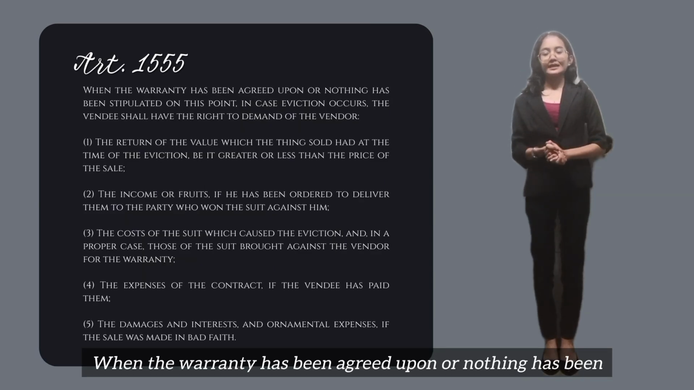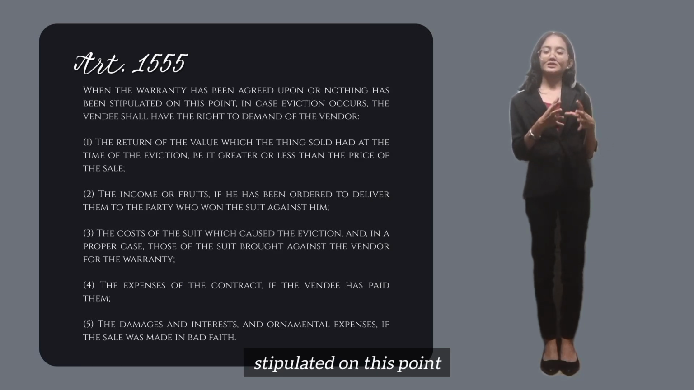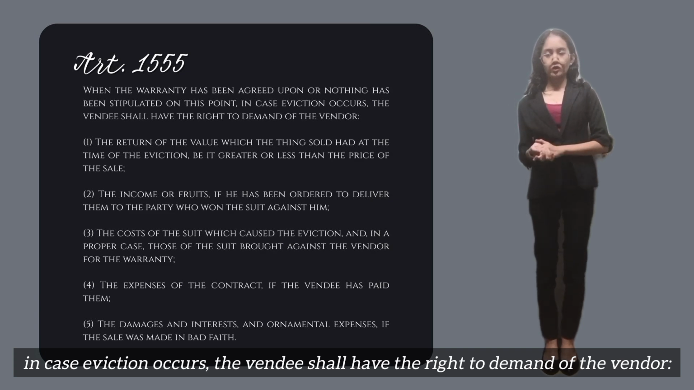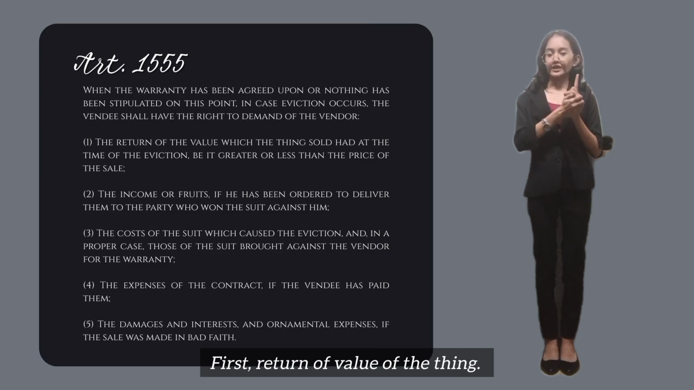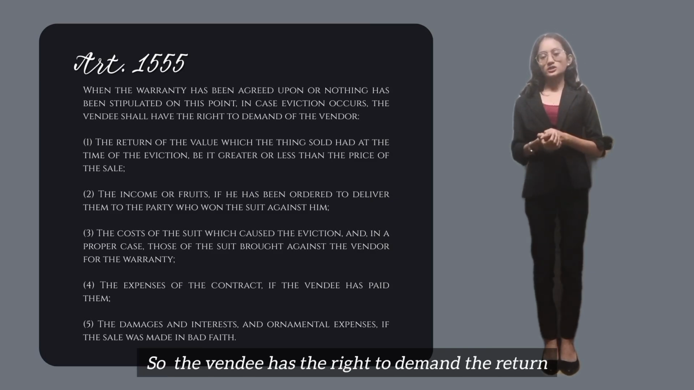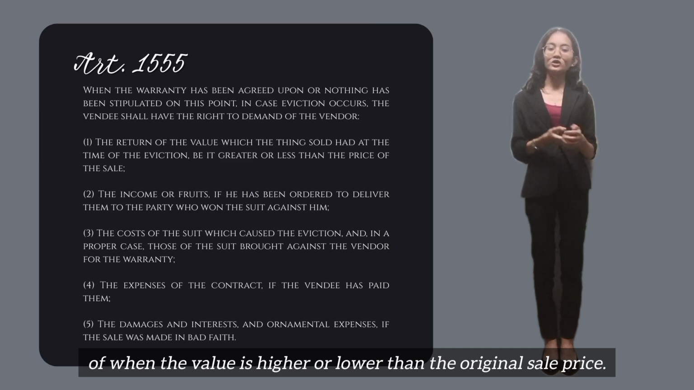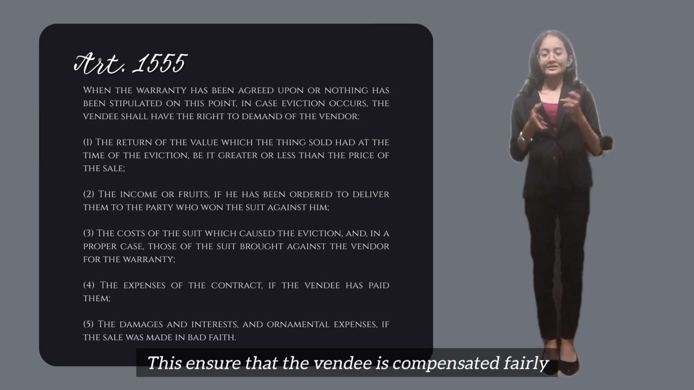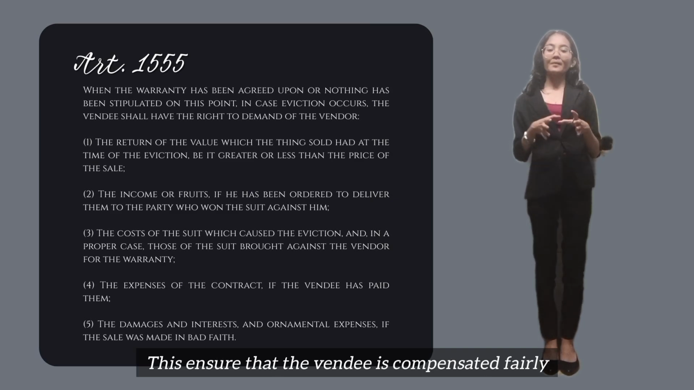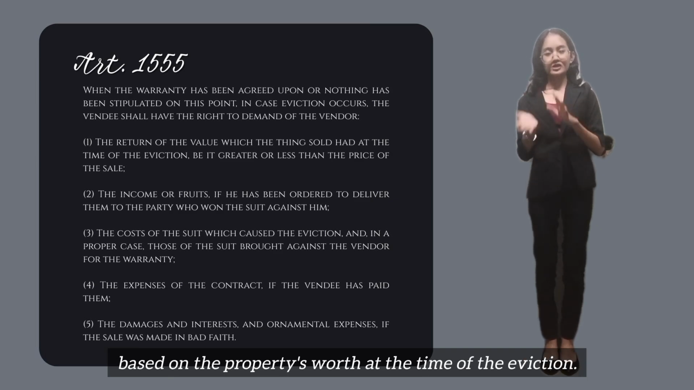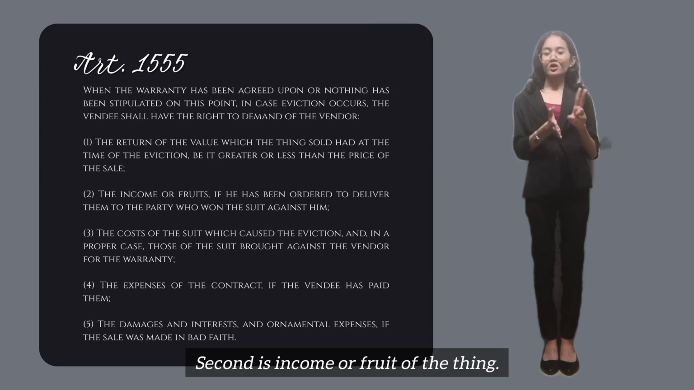So when the warranty has been agreed upon or nothing has been stipulated on this point, in case eviction occurs, the vendee shall have the right to demand of the vendor, first, return of the value of the thing. So the vendee has the right to demand the return of the property's value at the time of eviction, regardless of whether this value is higher or lower than the original sale price. This ensures that the vendee is compensated fairly based on the property's worth at the time of the eviction. Second is income or fruits of the thing.